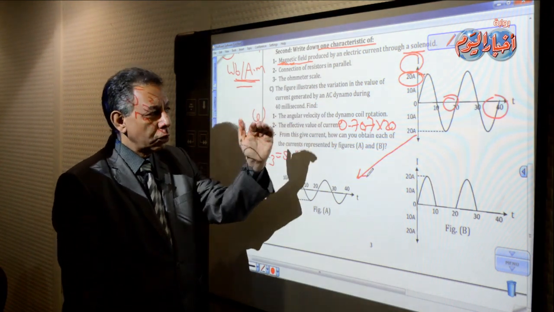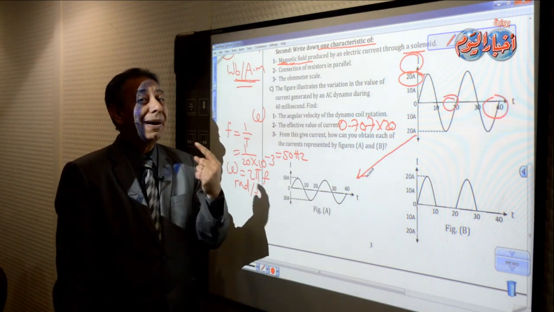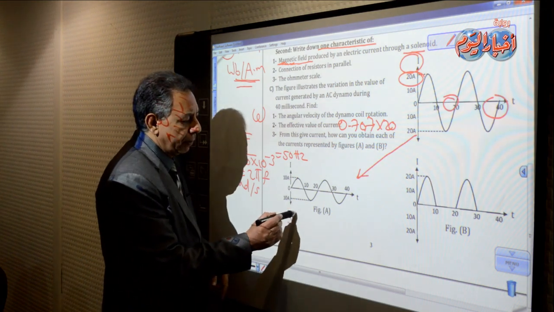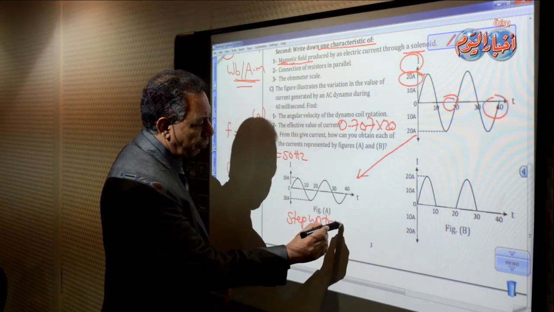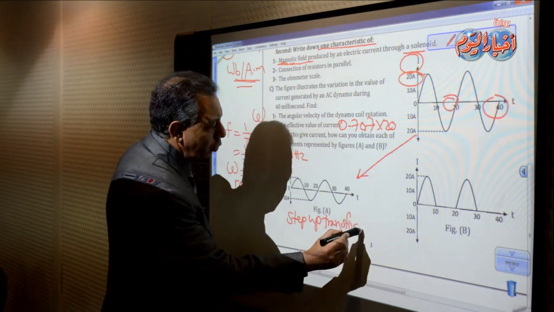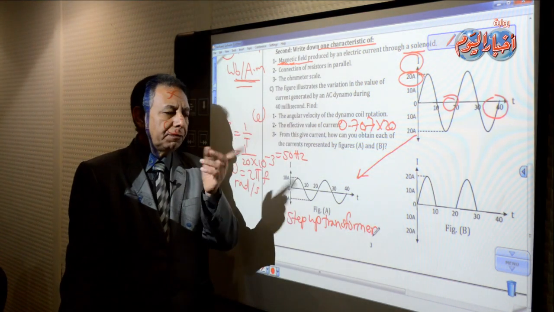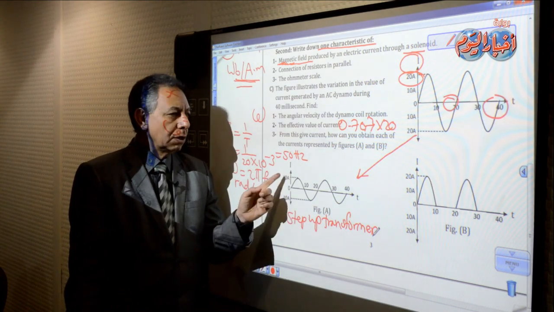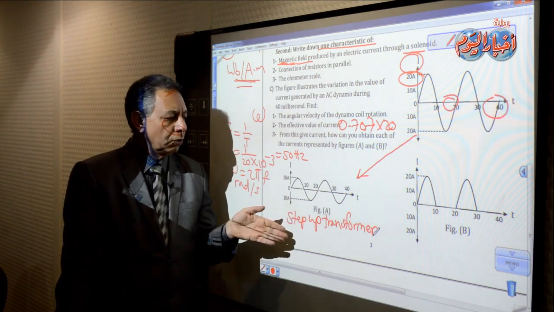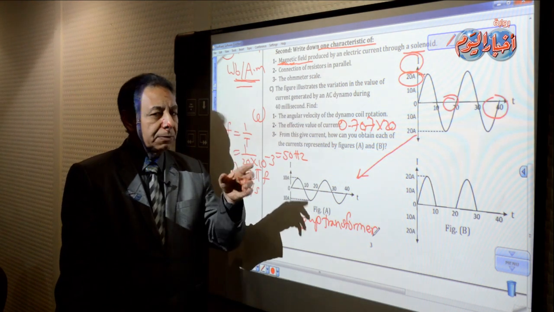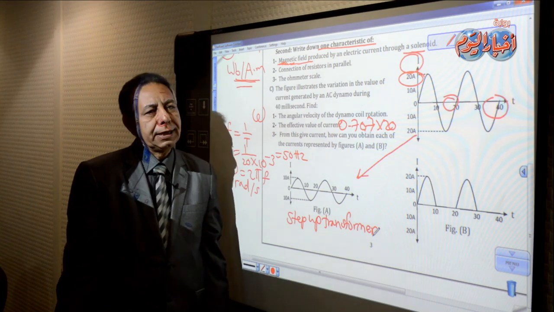Yes, right. To lower the value of current, you need to use a step-up transformer. Because a step-up transformer is used to increase the voltage, up the voltage, but down the current. So to convert that current to that current, you need to use a step-up transformer. With a step-up transformer or any transformer, the input is AC and the output is AC.